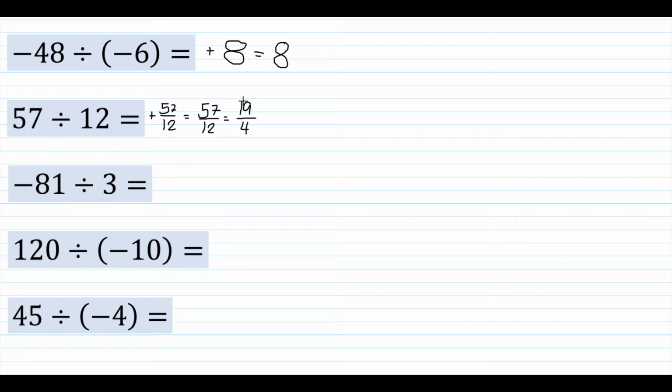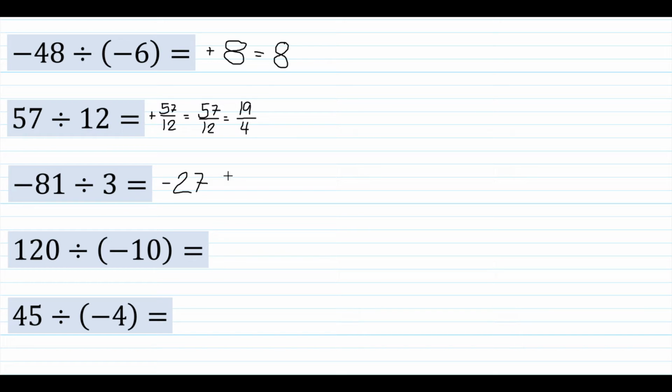Third example tayo. Negative 81 divided by 3. So, 81 divided by 3, we can get an integer answer. That would give us 27. But, taking a look at the signs of the two numbers, the dividend is negative and the divisor is positive. So, unlike signs sila. Therefore, the sign of the final answer is negative. And the final answer is negative 27.